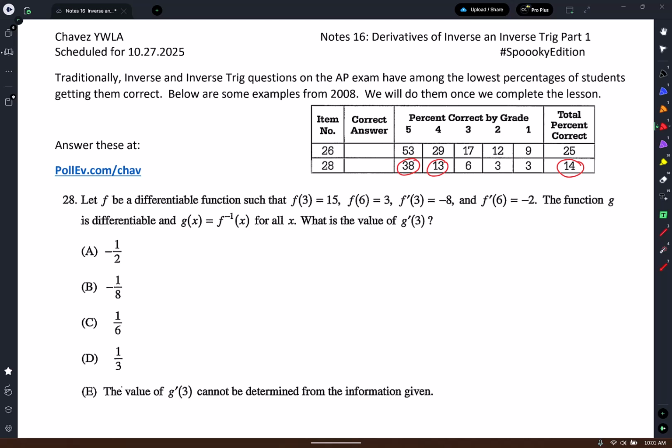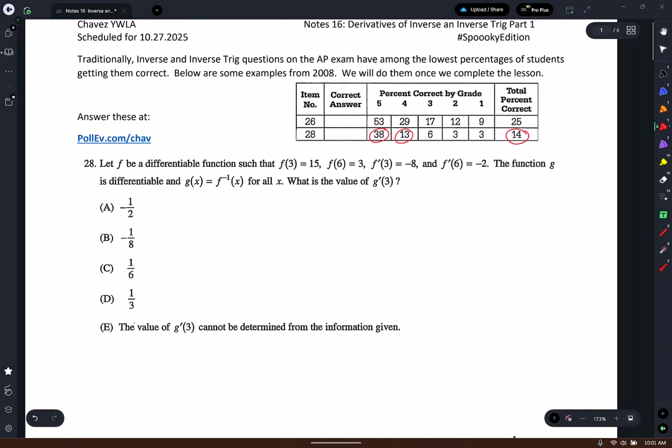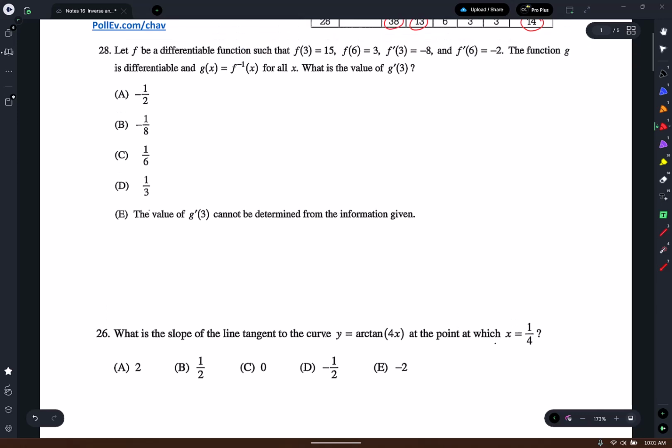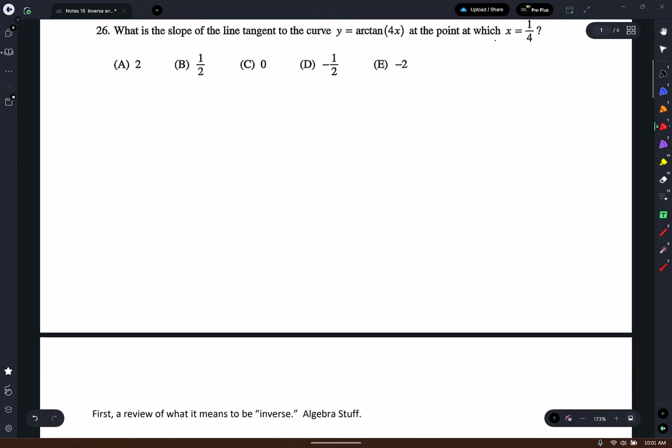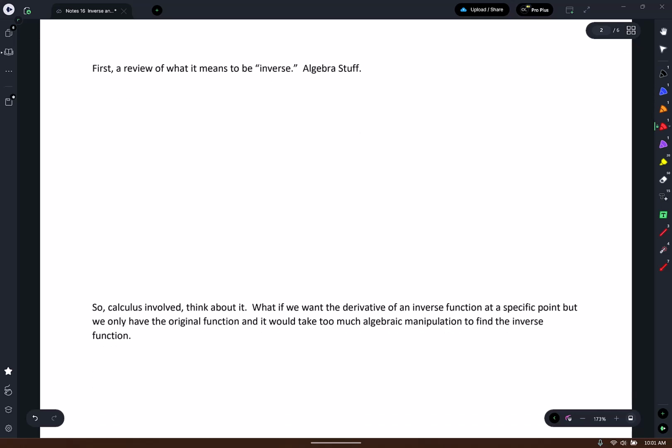You okay, Miss Kyle? You okay? Yeah, for sure. All right. So here we go. I'm not going to do question 28 or 26 right now because we don't know it yet. We're going to go to the second page. Spooky edition because we're almost at Halloween.